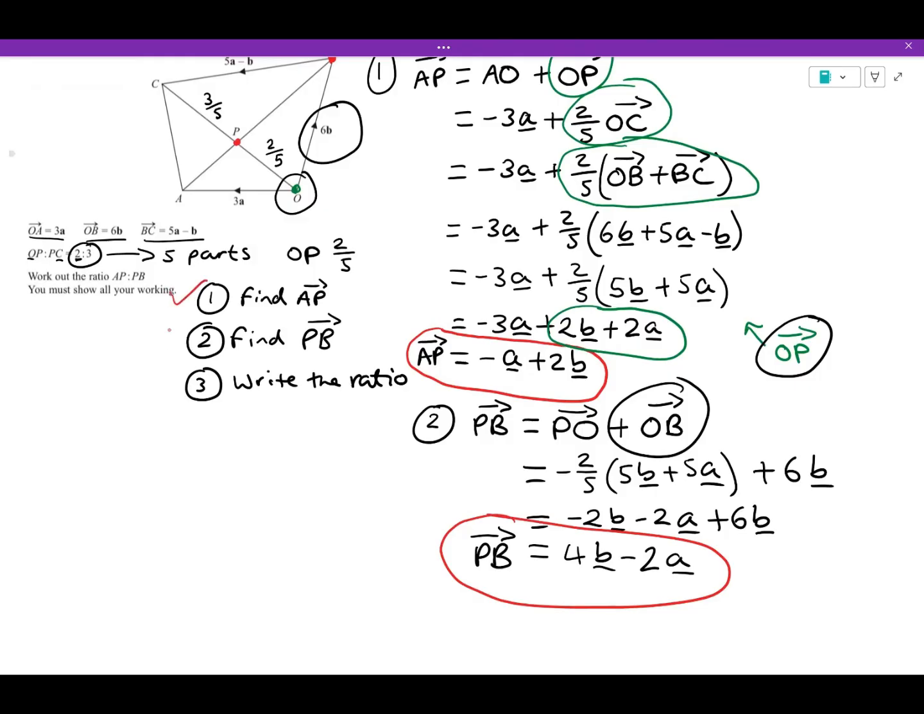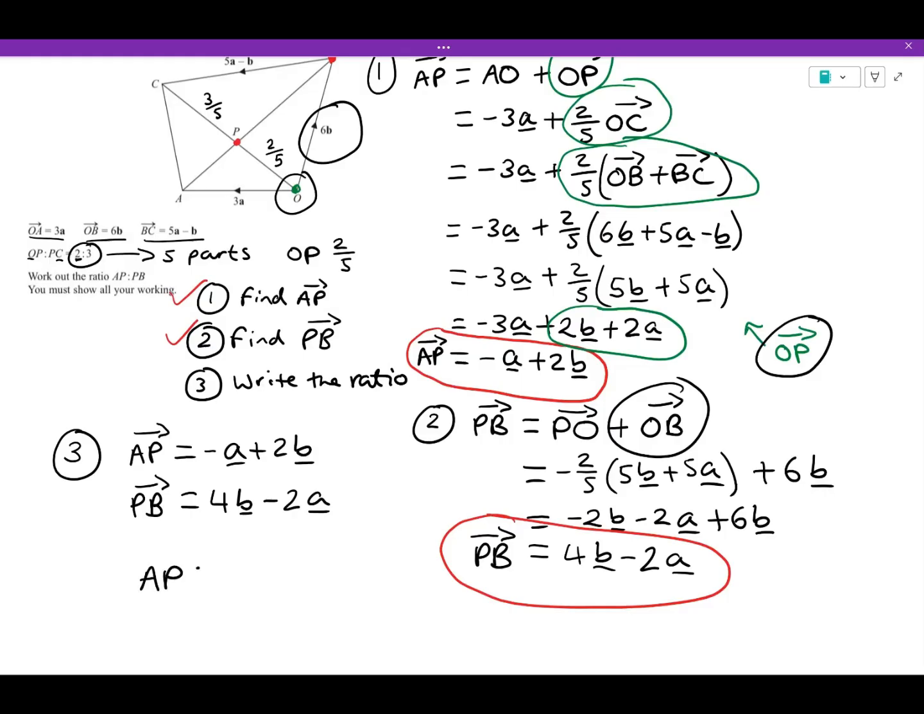So step 1's done, step 2's done. We now need to move on to step 3, which is actually giving the final answer of the question. So if I write my two vectors over here, we were looking at a to p, which has come out as negative a plus 2b. And then we've got p to b, which has come out as 4b subtract 2a. So what we need to think about is what is the relationship between these vectors, because I need the ratio of the lengths of them.